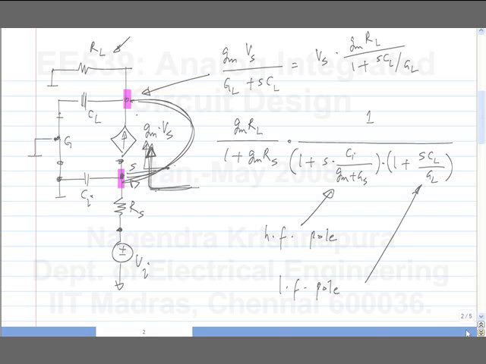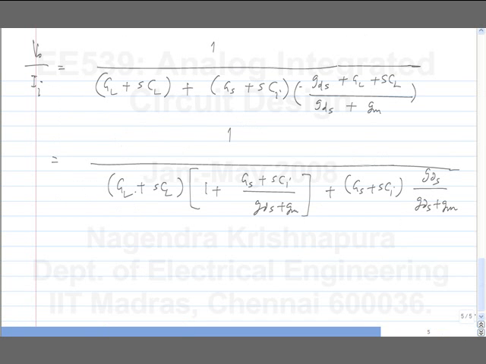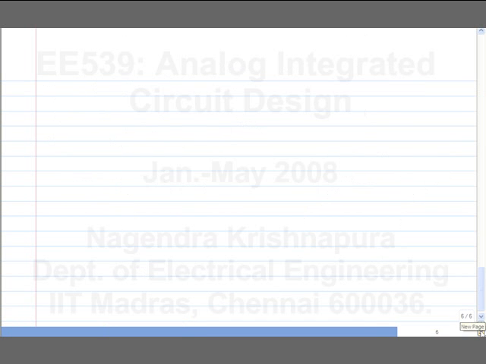So compared to the common source amplifier, the main difference is in the isolation. That is, there is no direct feed through between the input and output, and that's a great advantage of the common gate amplifier. Any questions on this?